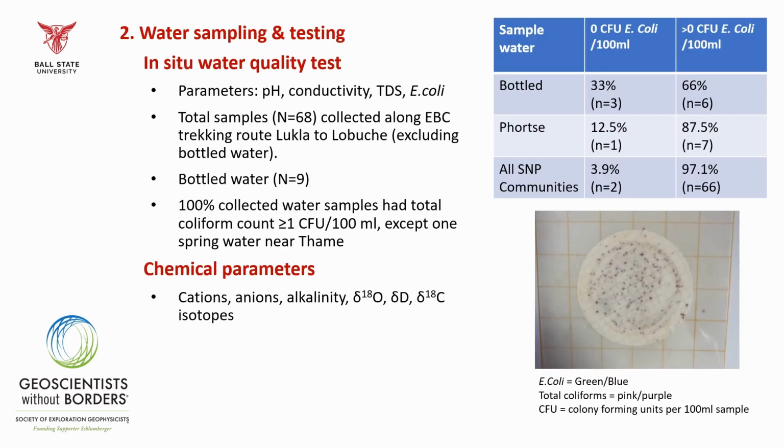The second phase of our project was water sampling and testing. Throughout the region, we sampled 68 different water sources, including 9 bottled water sources, which are bottled locally from springs and sold primarily to tourists. We also sampled Phorste community water, mostly households, and then the remaining samples are drinking water taps and also springs that are used for community drinking water.